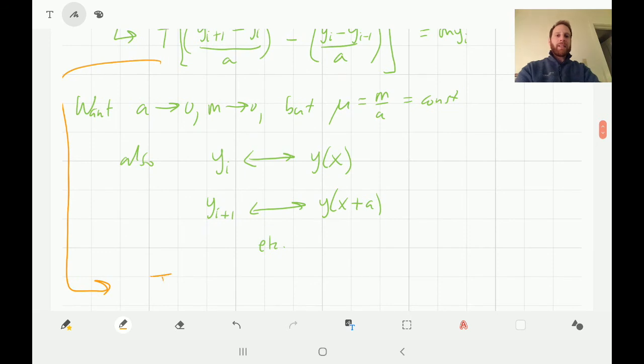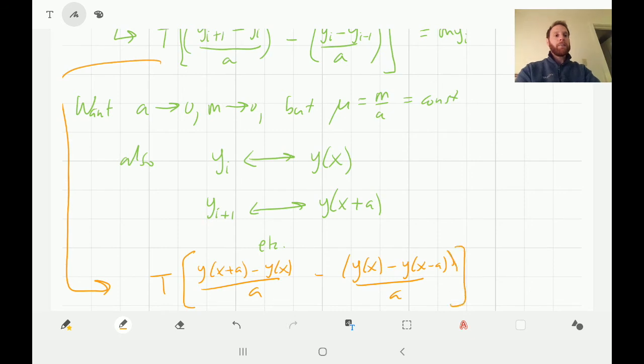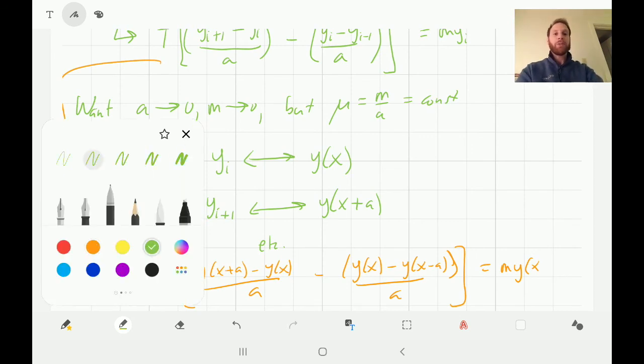This is tension times y of x plus a minus y of x over a. That should hopefully look like a derivative to you. From that, we'll subtract off y of x minus y of x minus a over a. Those things look a lot like derivatives. Unfortunately, I seem to have forgotten, y is a function of x, and it's also a function of time, and that's probably something I should just go ahead and add right now.